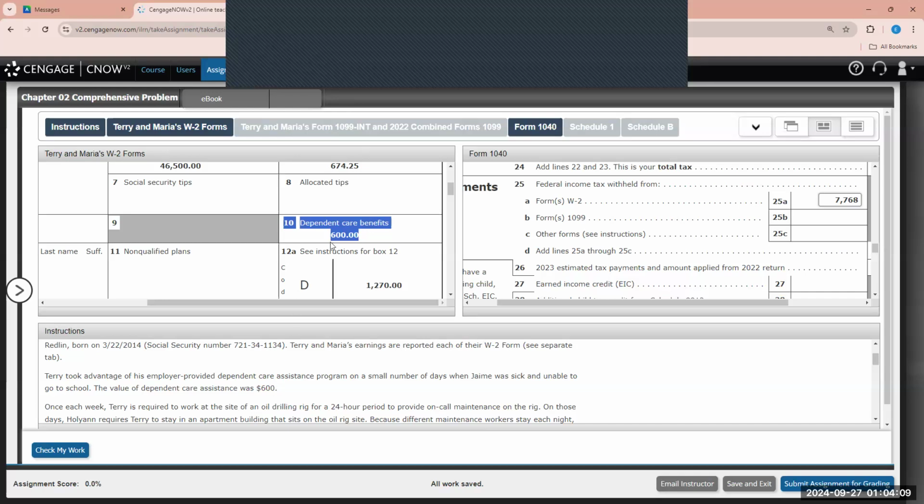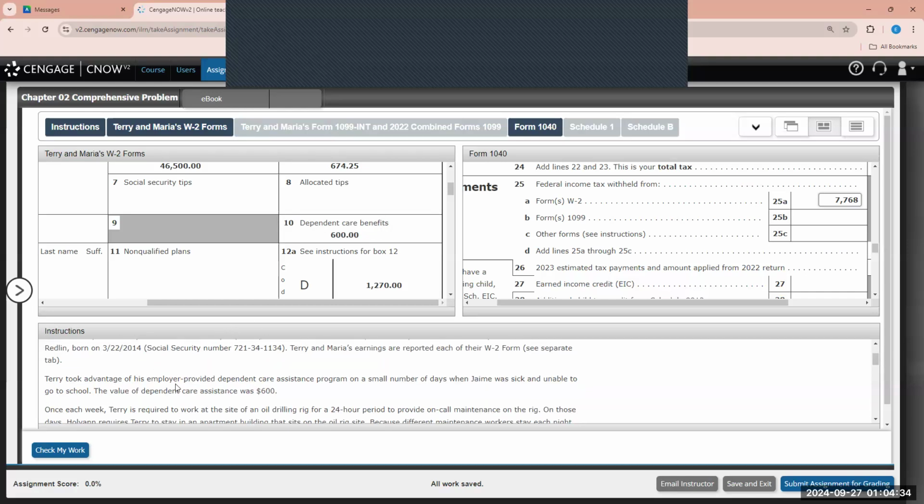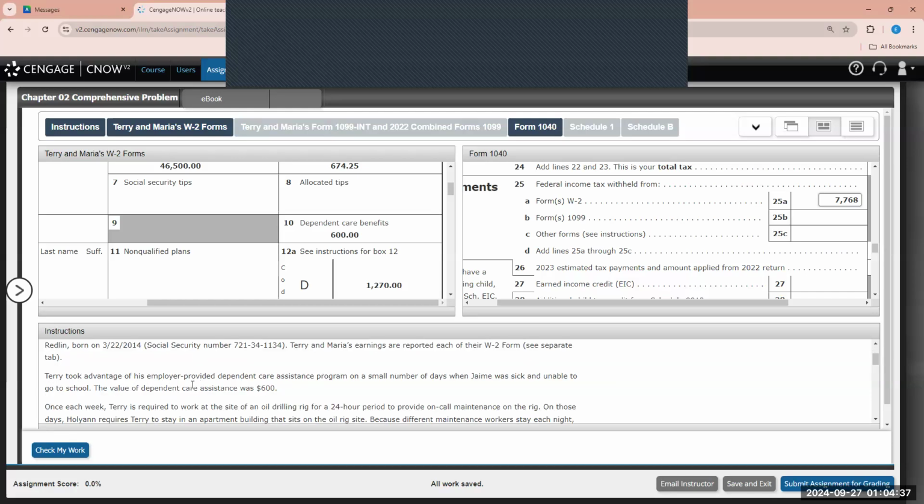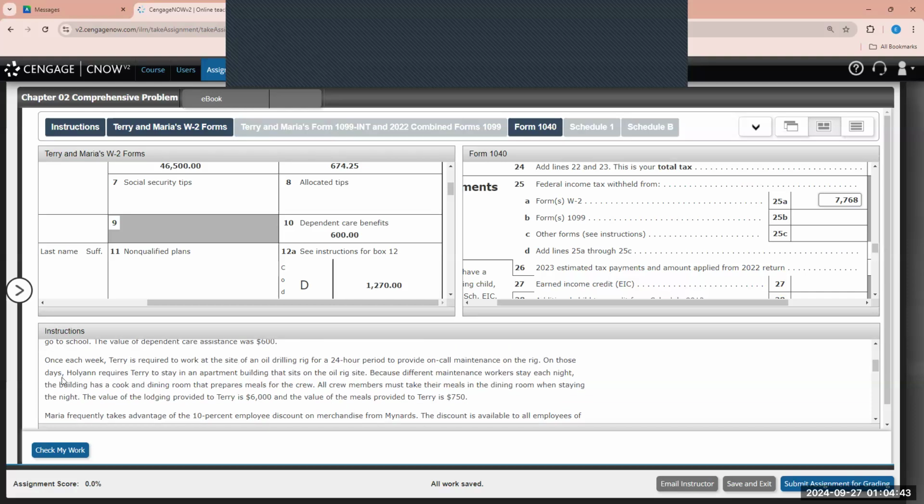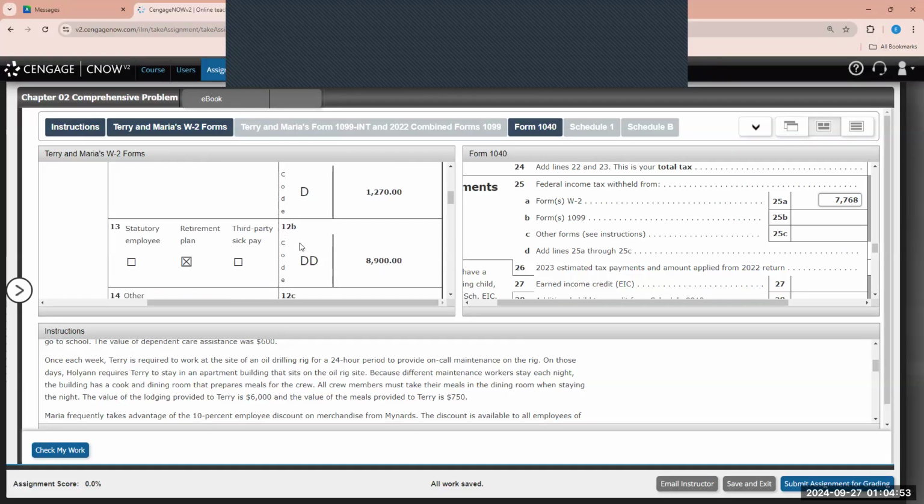So therefore, there's nothing that needs to be done with line 10. Or it will be reported rather, and then there will be a Form 2441, which represents dependent care. That form would be prepared, and then because the family paid $600 for childcare, none of this reported on line 10 would be considered taxable. All right, so thus far we've taken care of the first set of information, and then we also just determined how the second set of information should be accounted for. Next, we see once a week, Terry's required to work at the site of the oil rig. So it's stating that the value of the lodging provided is $6,000.